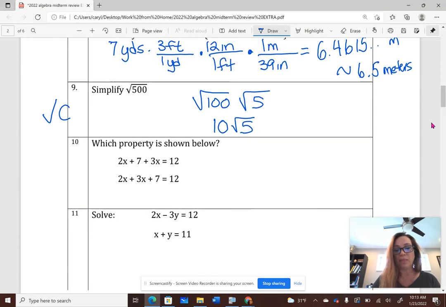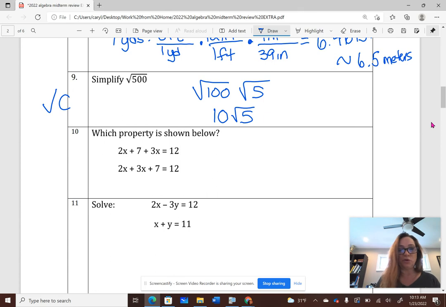Okay. What property is shown? So it looks to me like the 7 and the 3x switched order. So that would be commutative.